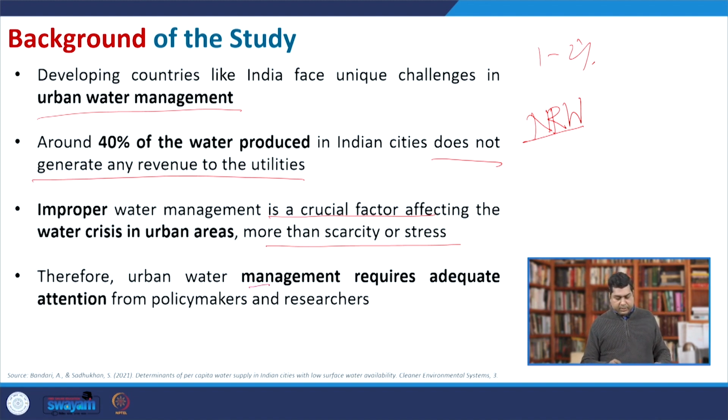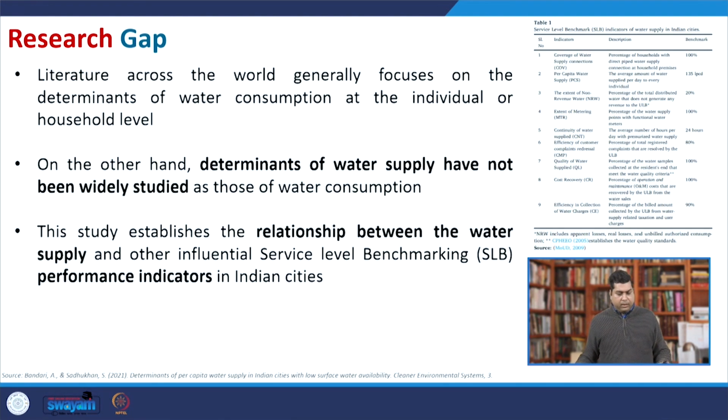Therefore, urban water management requires adequate attention from policymakers and researchers, because out of the research, when you develop certain strategy, come up with certain kind of decision or maybe some input, it can finally evolve as policy. Coming to the research gap, literature across the world generally focuses on the determinants of water consumption, that is, how we consume the water, not on the supply. The determinants of water supply have not widely been studied, so we thought of studying it based on secondary data.